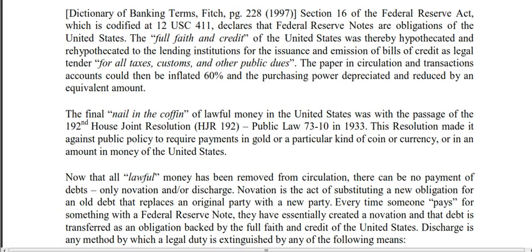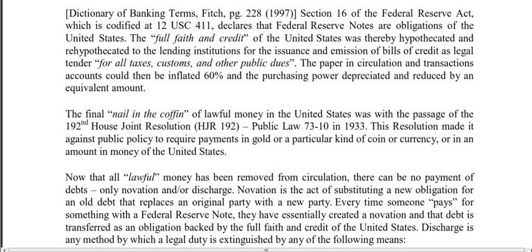Now that all lawful money has been removed from circulation, there can be no payment of debts, only novation or discharge. Novation is the act of substituting a new obligation for an old debt that replaces an original party with a new party. Every time someone pays for something with a Federal Reserve note, they have essentially created a novation, and that debt is transferred to an obligation backed by the full faith and credit of the United States.